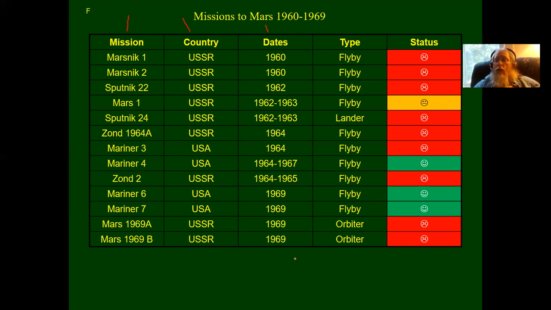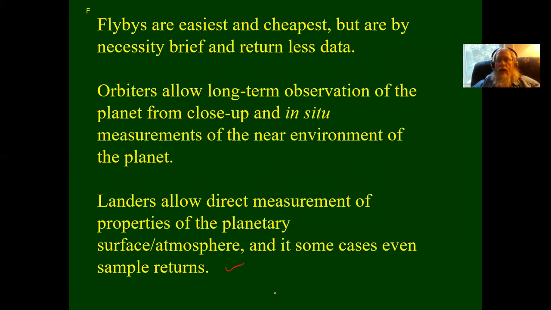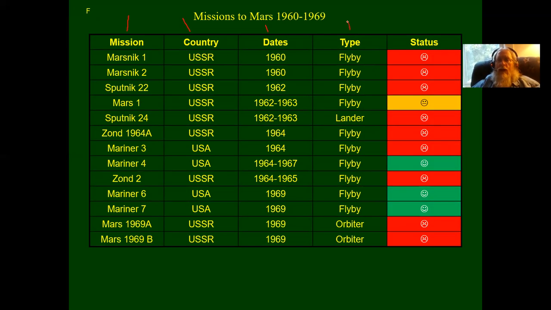Some missions have visited more than one object, so in some cases it will be a mission that would have gone on past that. Oops. The basic type of the mission, and then the status. So a green smiley face means that the mission was largely successful. An orange neutral face means that the mission had significant problems, but still got something out of it. And the red frowny face is an indication that the mission was essentially a complete failure.